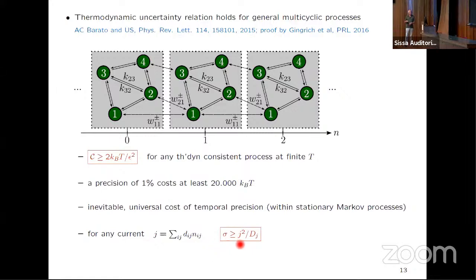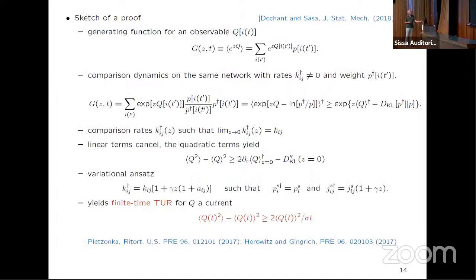For any such current, the variance is embodied in this fluctuation theorem, in this diffusion constant, that is constrained by the entropy production. Or turning it the other way around, the stationary entropy production is larger than the mean squared divided by the variance. So you see, if you want a current with a very small variance, you have to pay a lot for driving the system. And because this is mostly a theory audience, I want to show you the simplest proof.